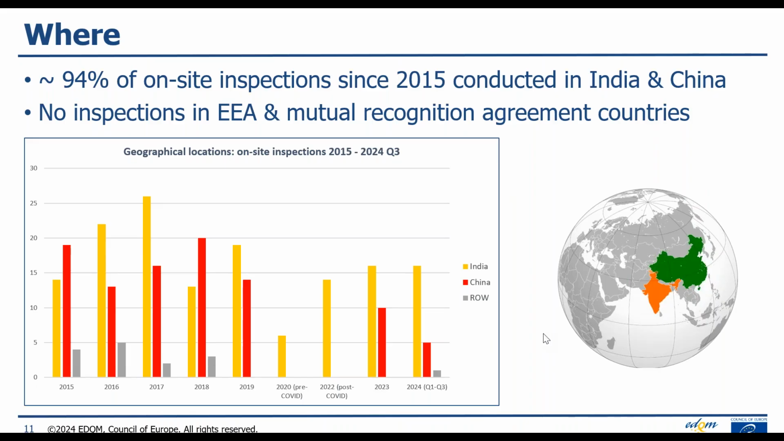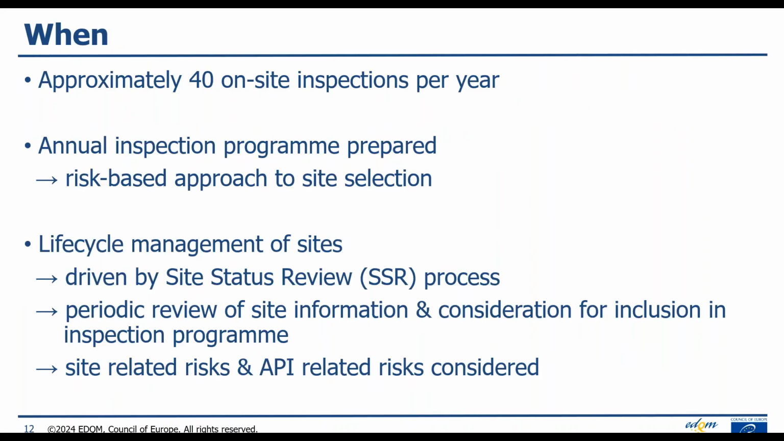But that's where we mainly would do our inspections. Okay, so when do we do inspections then? So currently we would tend to do about 40 on-site inspections per year, and the selection of the sites to be inspected is based on risk assessment. So there's an annual inspection program prepared each year, from which then we would select sites to go and inspect.